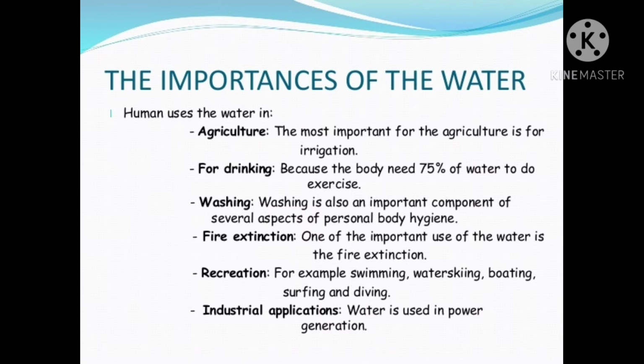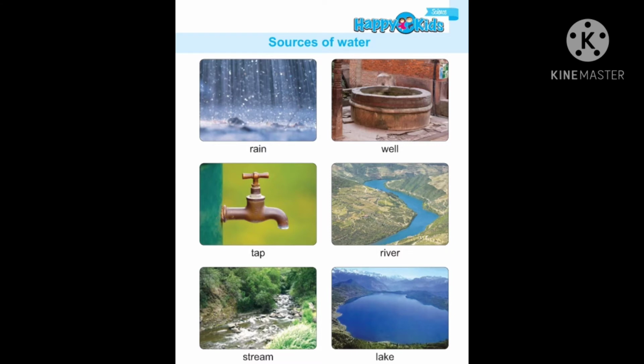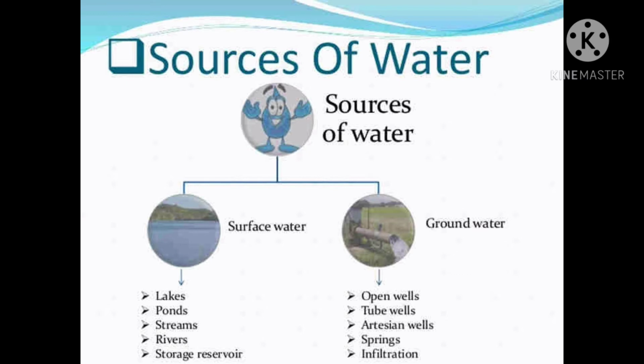would not exist. Children, do you know about 71% of Earth's surface is covered with water, and water is obtained through various sources as you can see in this picture. Children, here in this slide you can see sources of water. Lakes, ponds, rivers, they are found on the Earth's surface, whereas well, tube wells are the sources of underground water.